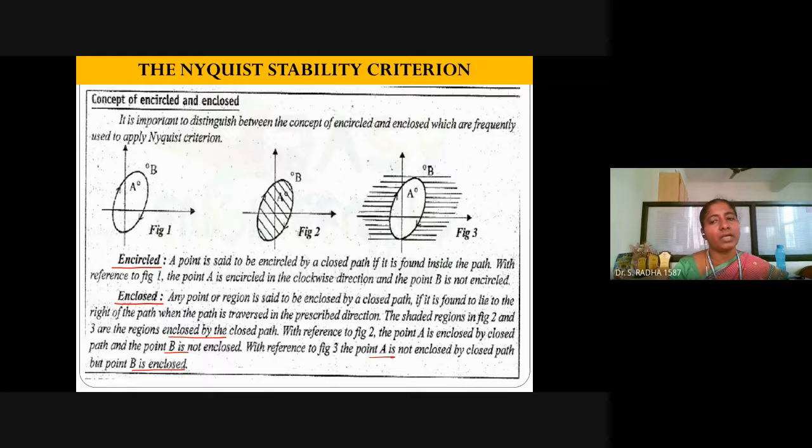With reference to figure 1, you can see there is no shading required for encirclement. Shading is not compulsory. We call it encirclement. If at all shading is there, we will call it enclosed. Now point A is encircled and point B is not encircled in figure 1.